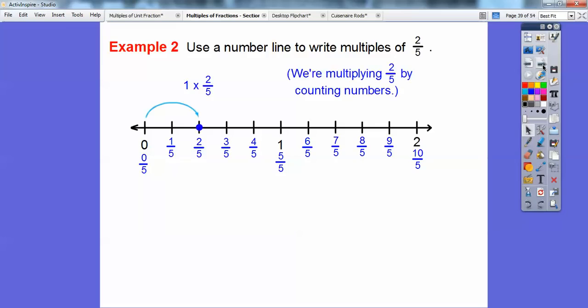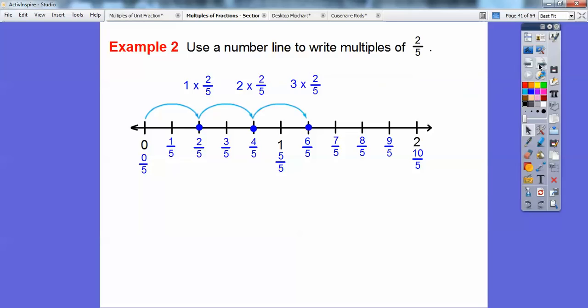Okay, so we're going to do multiples of 2/5. So I just jumped by, here's 1 times 2/5, got me to 2/5 right here. Here's another multiple of 2/5, 2 times 2/5. Okay, each hop is going 2/5 of a hop. Here's 3 times 2/5. So 3 times 2/5 jumps to 6/5. Okay, 2 times 2/5 was 4/5. 1 times 2/5 was 2/5. I'm just multiplying the top numbers by the whole numbers right here. Okay, that's what this said right here. We're just multiplying 2/5 by the counting whole numbers right there. Okay, so 3 times 2/5 is 6/5.